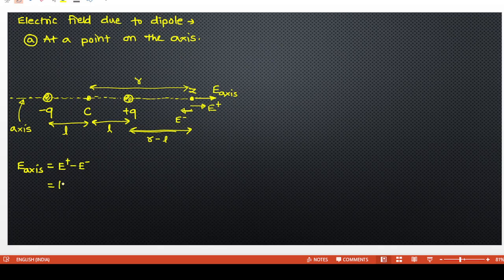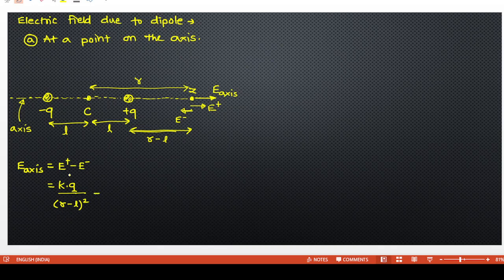What will be the electric field due to this positive charge? Point charge produces electric field kq by r square. K is k, q is q. R is what? R minus L. So R minus L bracket square. This is the magnitude of electric field because of positive charge.